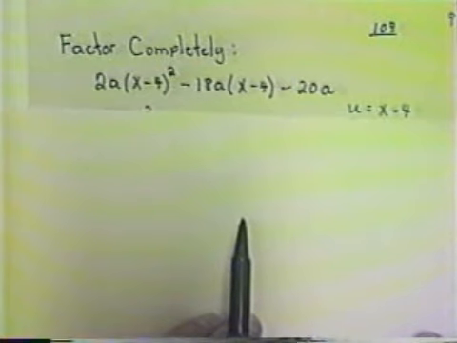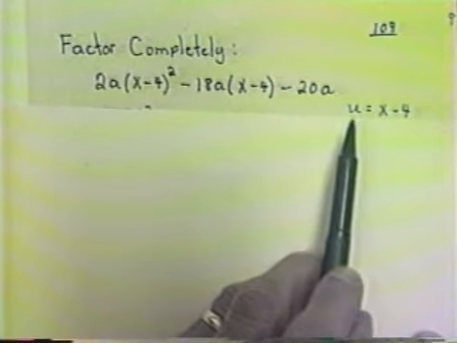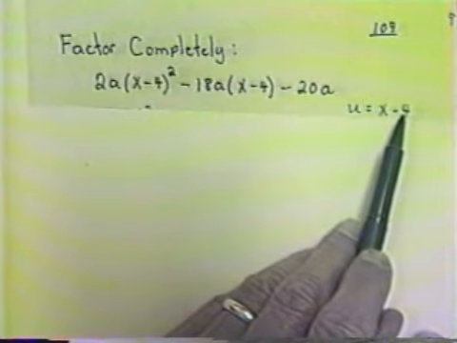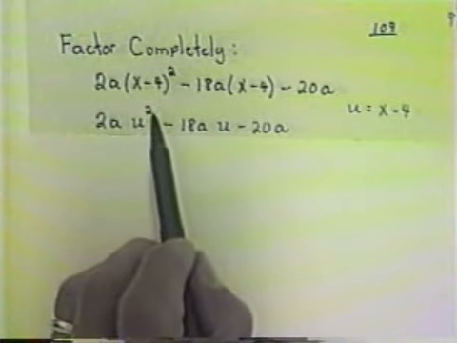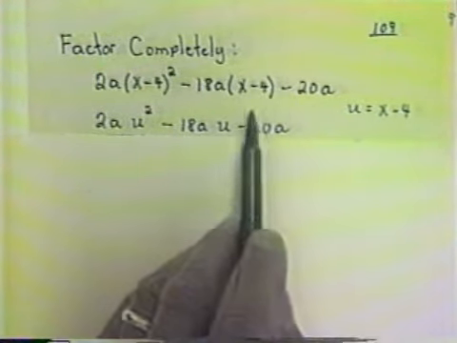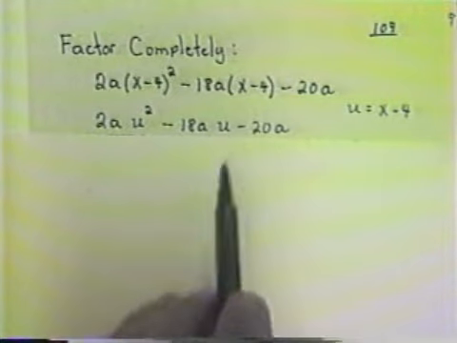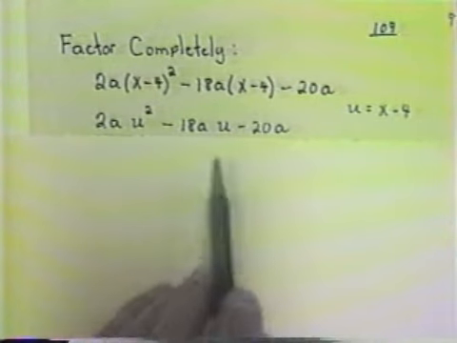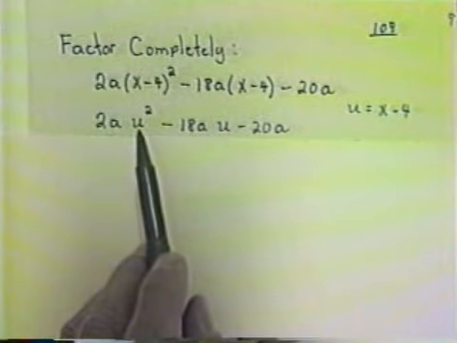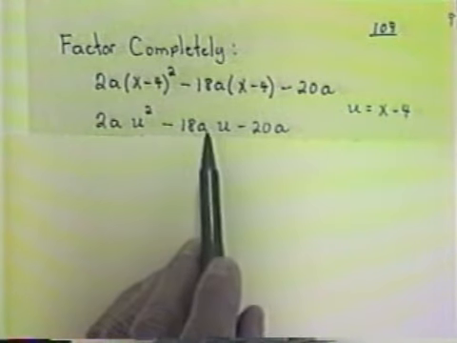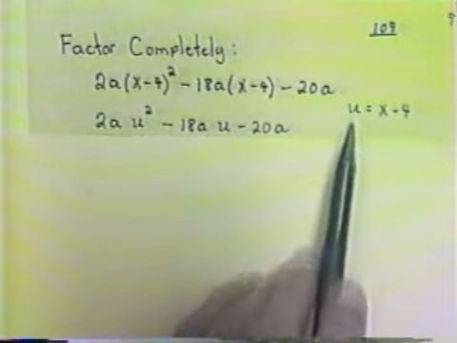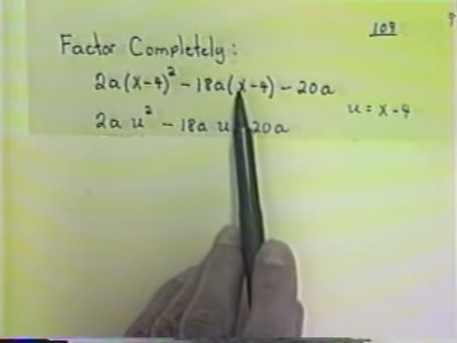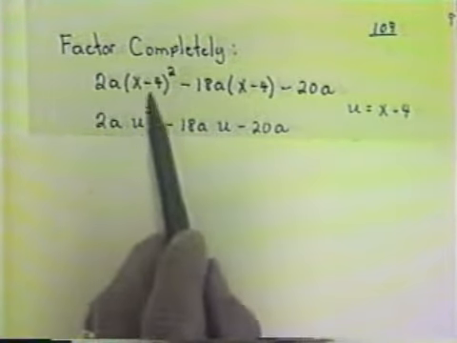So what we're going to do, I'm going to make a substitution and say let u be x minus 4. So that means in place of x minus 4 quantity squared, I'm going to write u squared. In place of x minus 4, I'm going to write u. So now we have a pretty good looking polynomial: 2a u squared minus 18au minus 20a. Notice this little substitution did more good than half a dozen facelifts in improving the appearance of this trinomial.